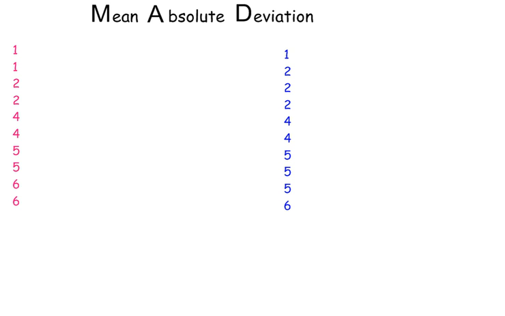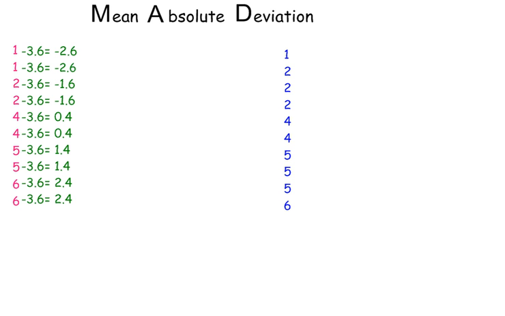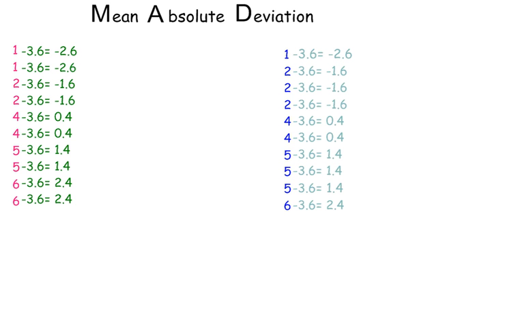Now, we are going to subtract the mean. Okay, remember that was 3.6 from each piece of data in the pink group. We're going to do the exact same thing with the blue group. Remember, now the mean was exactly the same, so I'm just using 3.6 in both cases. Now, the absolute part of absolute deviation means I want the absolute value of these pieces of data.